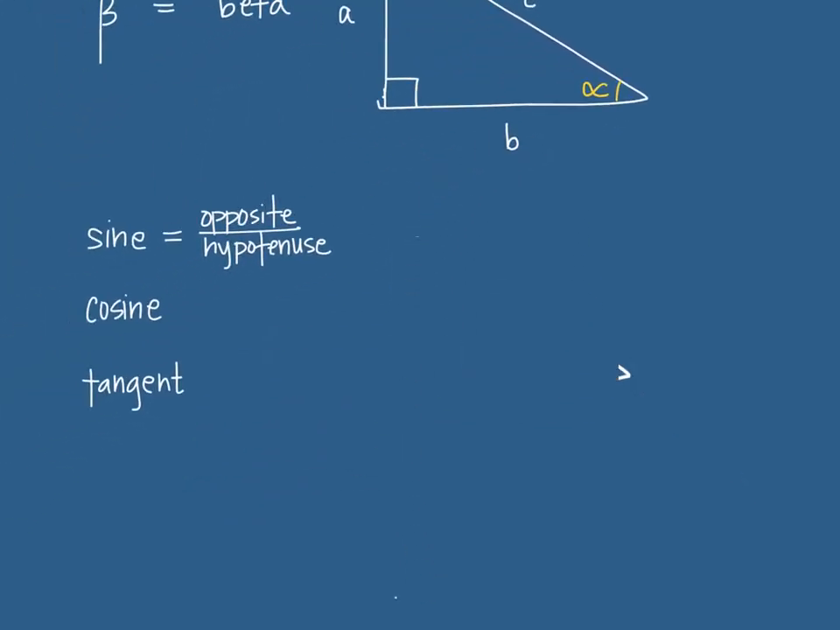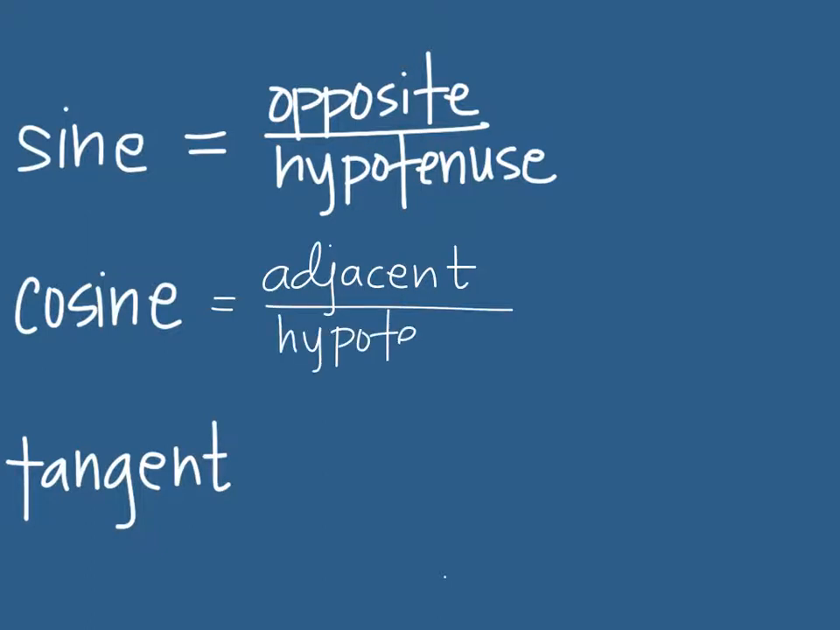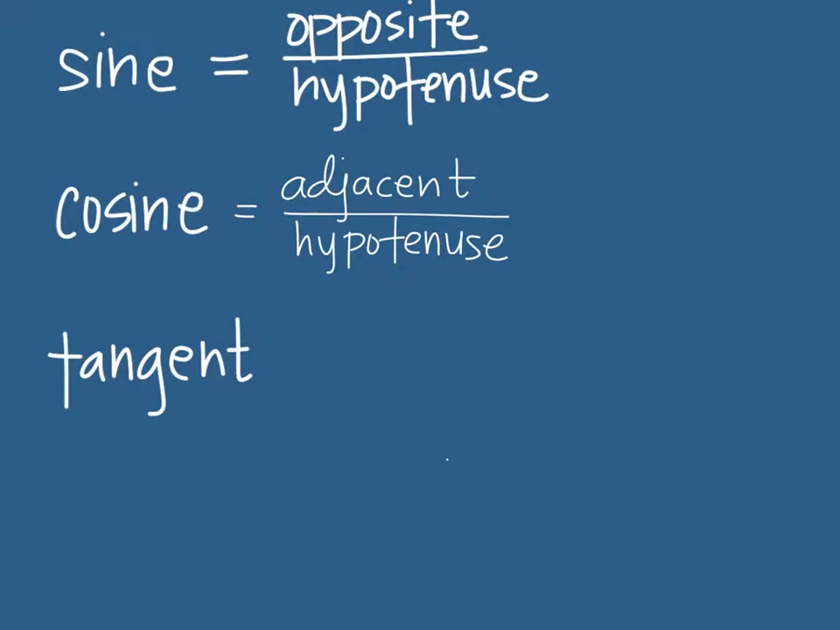All right, cosine is adjacent. Adjacent is a word that means next to or alongside. And that's adjacent over hypotenuse. So again, it depends on your perspective. Which angle are you on, and what is directly next to you in that situation? And then finally, tangent goes back to opposite again, and then over adjacent in the denominator.